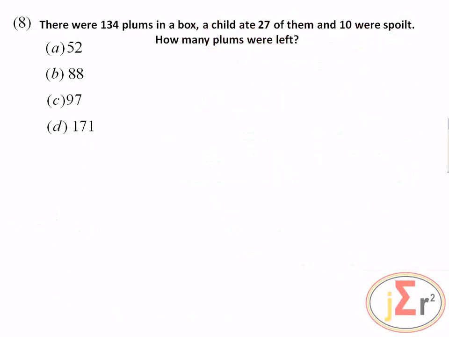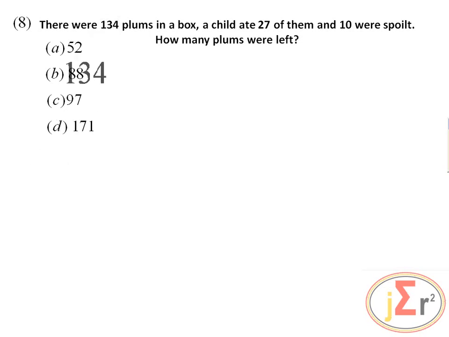There were 134 plums in a box. A child ate 27 of them. That's Jerry. It's a wonder Jerry did not eat all 134 of them. And 10 were spoiled. I don't think that Jerry is speaking the truth. Maybe he also ate the 10 other plums and said that they were spoiled. How many plums were left?